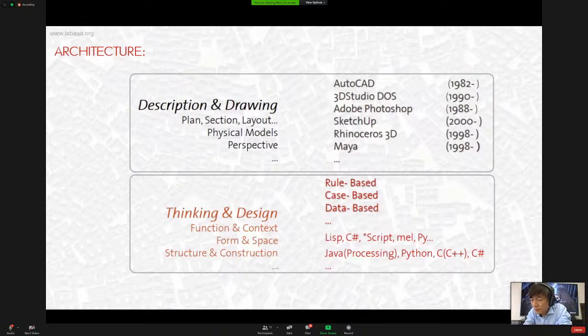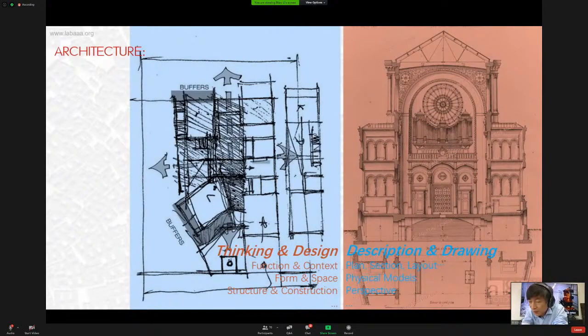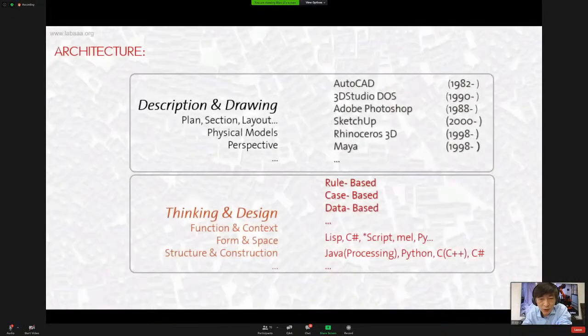We can see most of the software are limited to the description and the drawing of buildings. But let's go back to this slide. Architecture needs more tools to dominate architecture design methods, and they may be based on rule-based, case-based, or data-based, whatever.